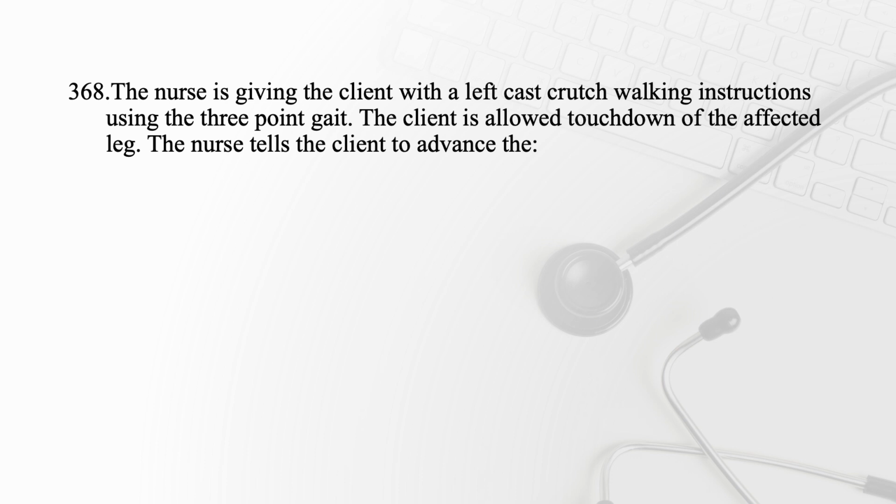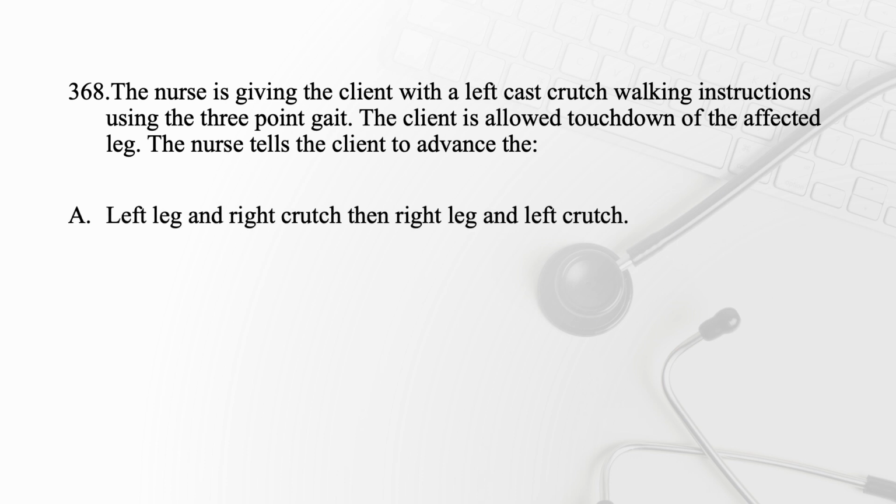Question number 368. The nurse is giving the client with a left cast crutch walking instructions using the 3-point gait. The client is allowed touchdown of the affected leg. The nurse tells the client to advance the option A. Left leg and right crutch, then right leg and left crutch. Option B. Crutches and then both legs simultaneously.